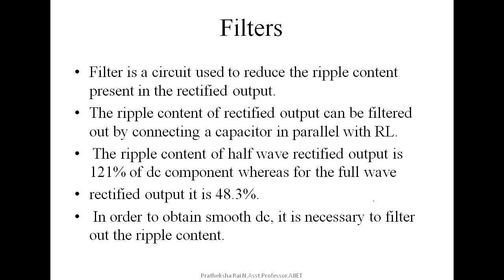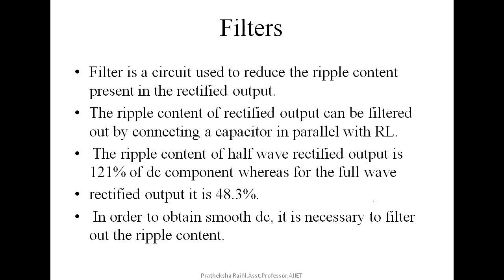You all know that we want a pure DC. That means there should not be any ripples present in the output, or any AC component present in the output. So how do we do this? This is done by making use of filters. The ripple content of the rectified output can be filtered out by connecting a capacitor in parallel with the load resistor RL.